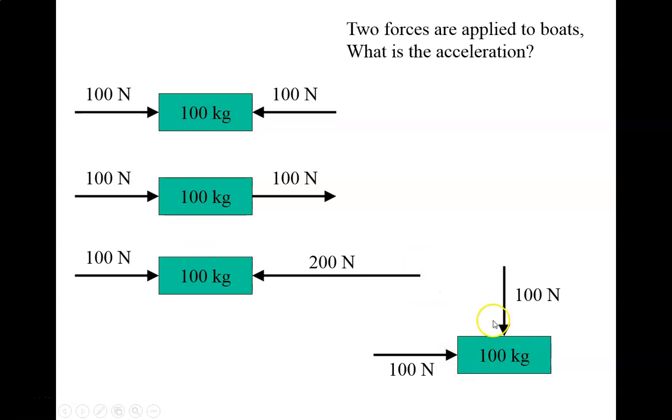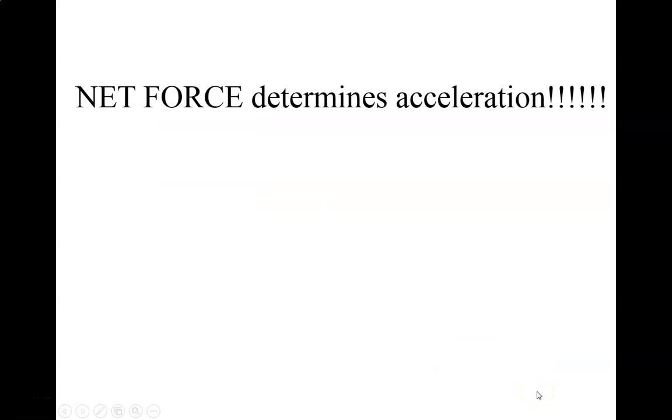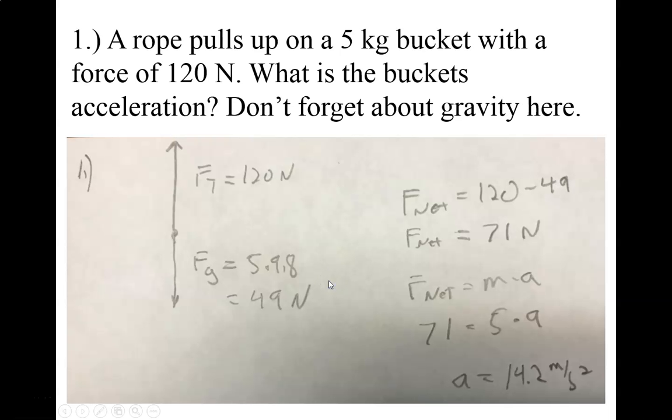Here, am I going to add these two like I did here and get 200? No. Since they're at right angles, remember we use Pythagorean's theorem, and if I add these two, using Pythagorean's theorem, I'm going to get 140, and my acceleration would be 1.4 down and to the right. Okay, so the key thing here is that when we're dealing with acceleration, it's the net force that determines the acceleration. We've got to look at all of our forces in order to figure out what the net force is, and that's going to determine the acceleration.